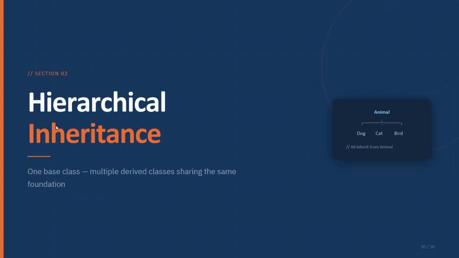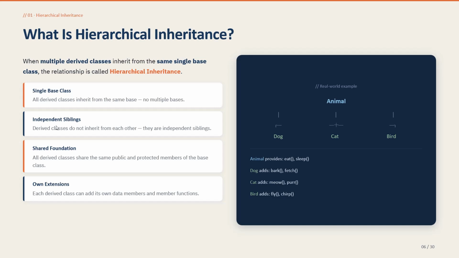Here we have one base class and multiple derived classes. For example, animal can be the base class. From animal we can derive dog, cat, and bird. All three classes are independent siblings. Dog does not inherit from cat, cat does not inherit from bird. Instead, all three inherit separately from the same base class called animal.